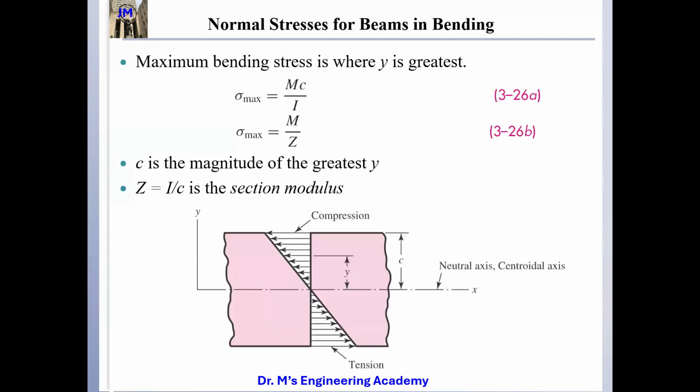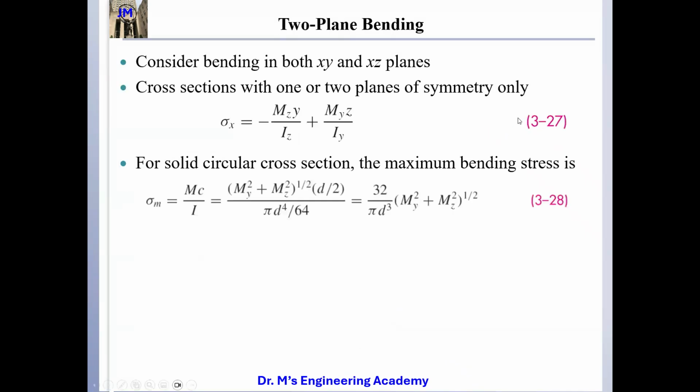So this is just one plane. This is the moment about one plane. What is two-plane bending? Two-plane bending means that we have bending in two different planes. For example, in both the XY and XZ planes, we have bending.